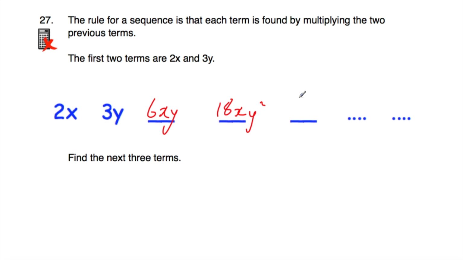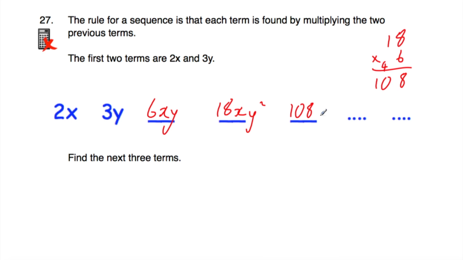And then finally, to find this term, we're going to multiply these two terms together. So we're going to have to do 6 times 18. That's a non-calculator question, so we're going to do 18 multiplied by 6. 6 times 8 is equal to 48. Put our 8 down and carry our 4. 6 times 1 is equal to 6, plus 4 is equal to 10. So that means that 6 times 18 is equal to 108. So we've got 108. Now let's deal with the x's.